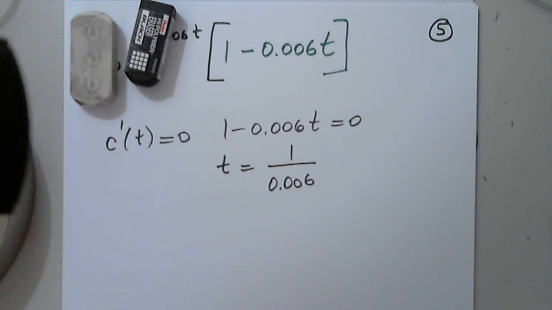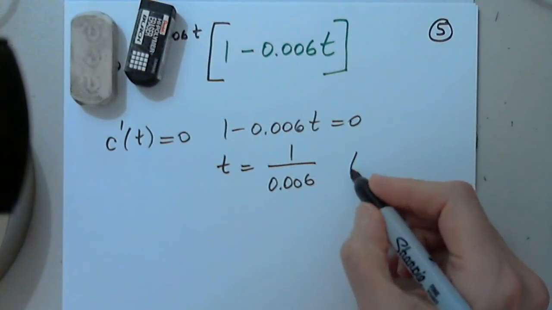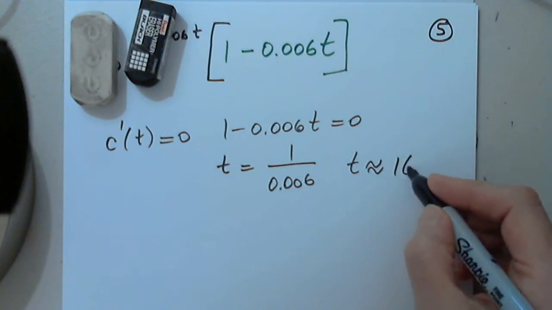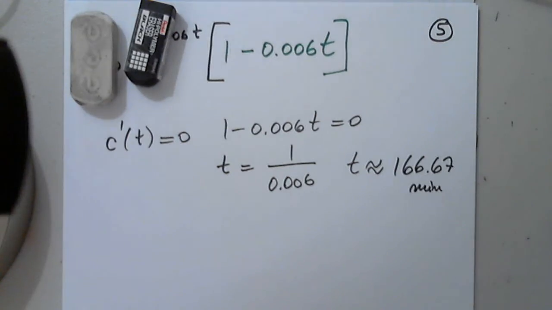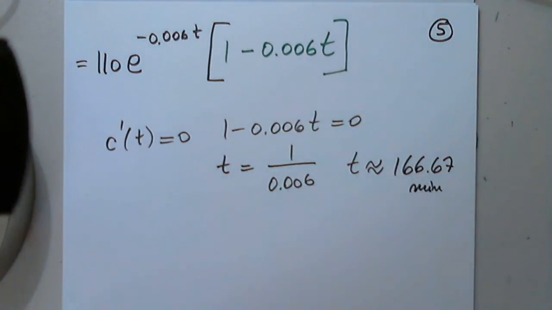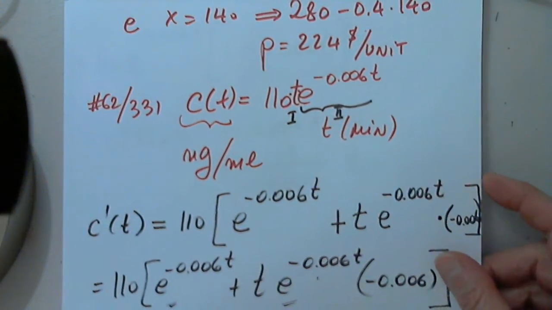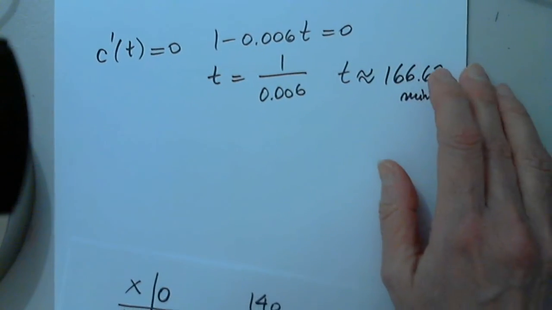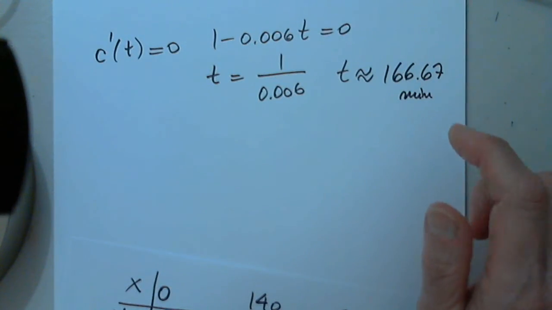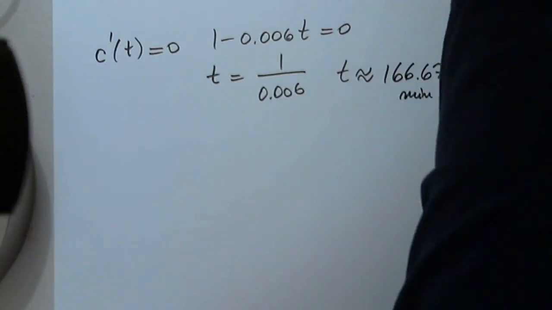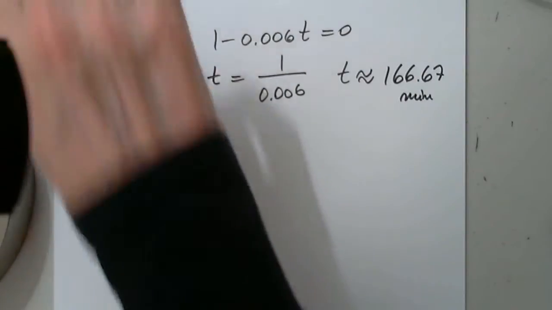So let's see what that means. So 167, or just keep it as 166.67 minutes. So the patient's concentration of medicine in the bloodstream after 166.67 minutes supposedly will reach a maximum. Do I know that for sure? No. I have to convince myself because who knows, I may have made an error.